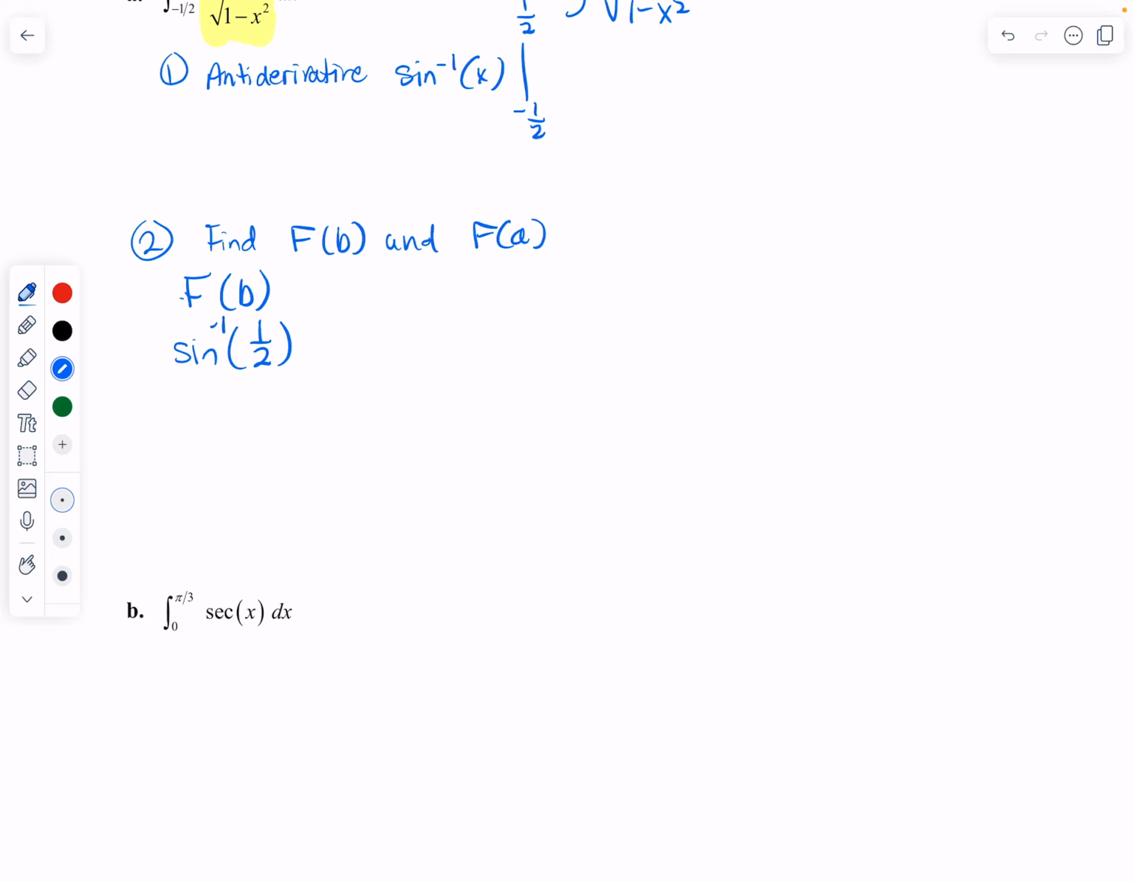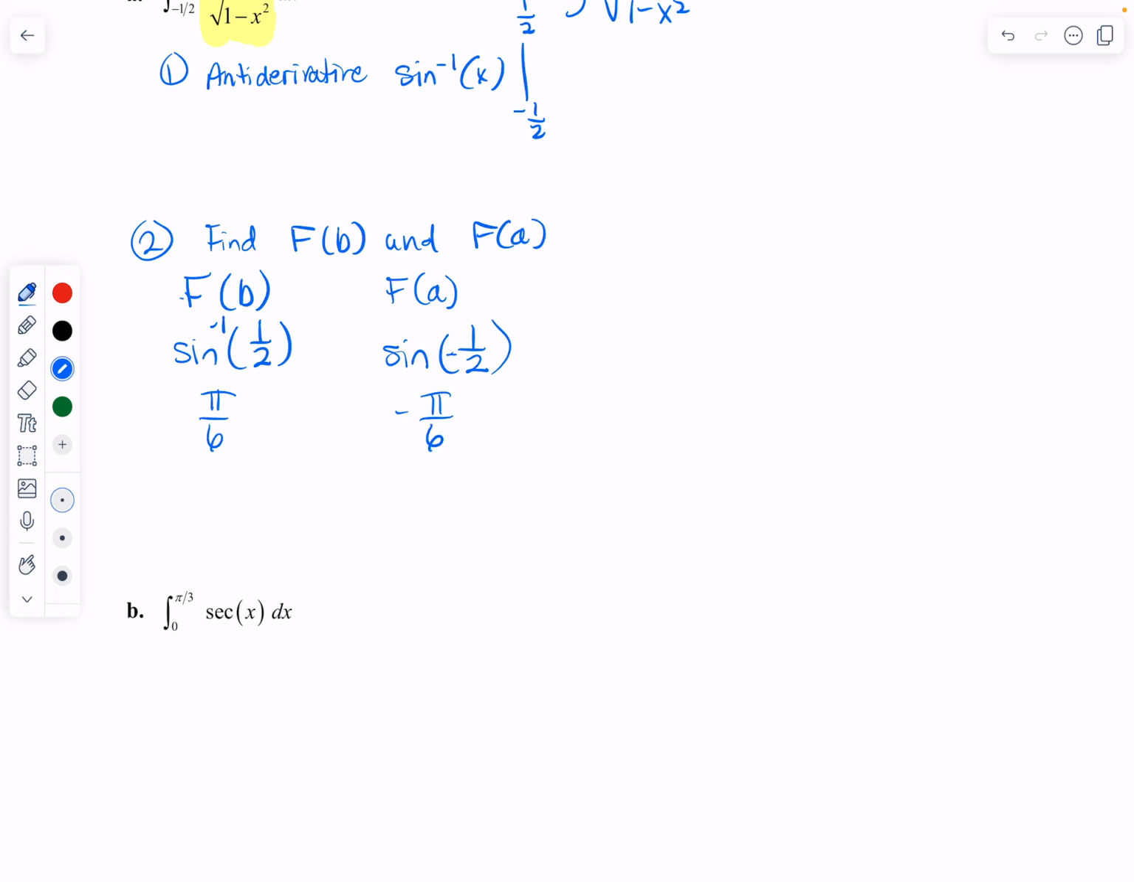Okay, so basically I'm looking for an angle. What angle will give me the value of sine at 1/2? And if you look on the unit circle, you'll find that 1/2 happens at pi over 6. Okay? F at a, inverse sine of 1/2, positive, or negative, sorry, a is negative because it's the lower limit. If I plug that in, I get negative pi over 6.